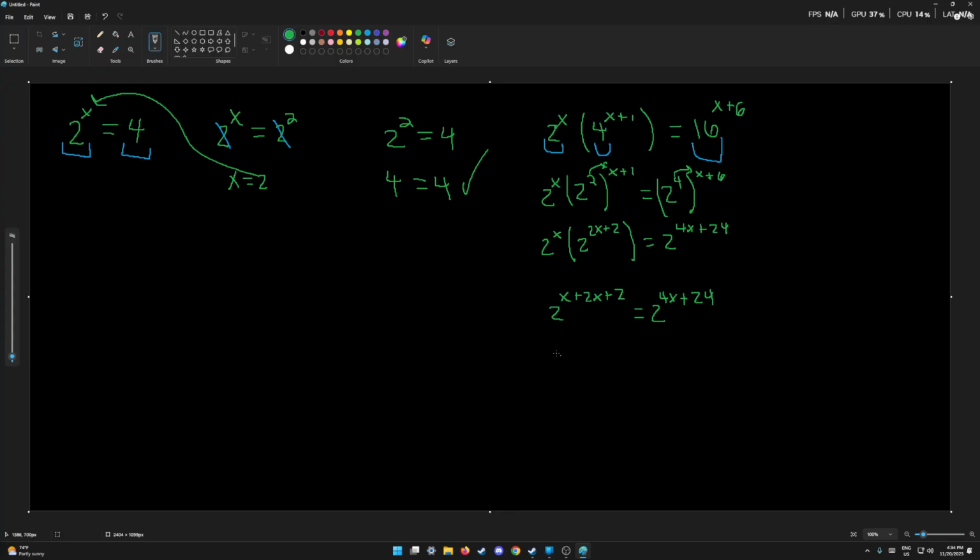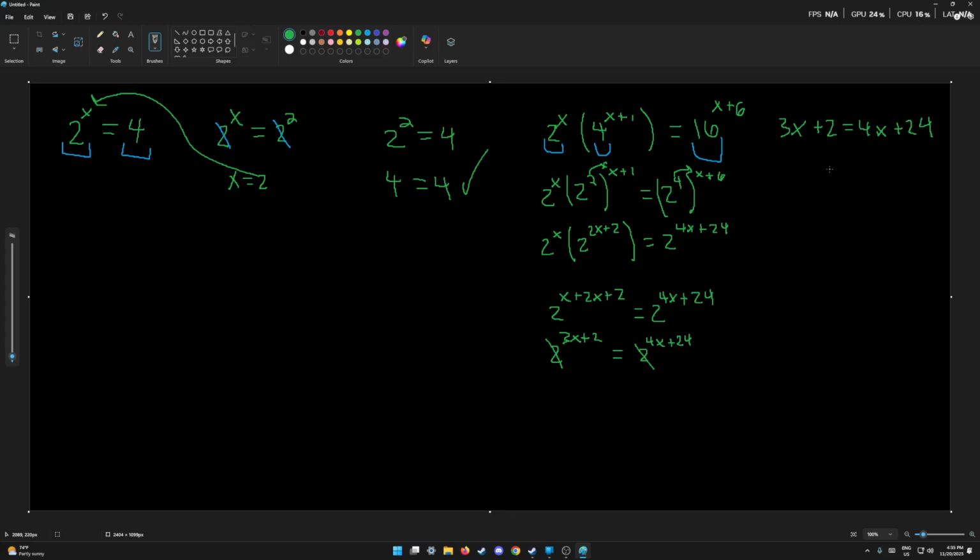And I'm going to simplify this top real quick. So we'll have 2 to the 3x plus 2 equals 2 to the 4x plus 24. And now both of my 2's can cancel. They're not really canceling, but we're going to say they cancel. And now we're just worried about the exponent part. So we'll say 3x plus 2 equals 4x plus 24.